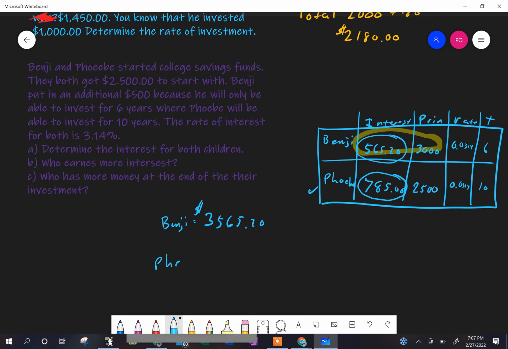And Phoebe has 2,500 plus 785. Let's see, that's $3,285. Ooh, it looks like Benji has a little bit more than Phoebe. So that's it. Using these tables when you're doing multiple people is really, really helpful.